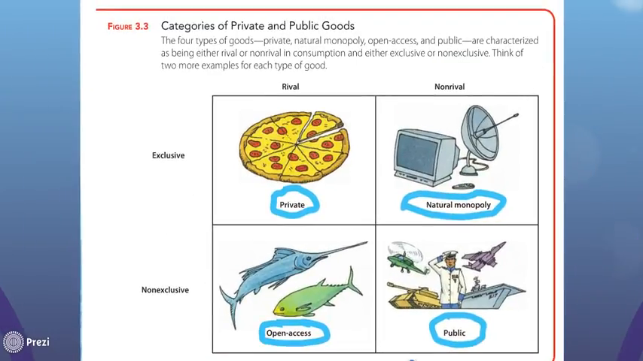Okay, this puts everything in a nice chart. So we have pizza, which is private. Pizza is rival and exclusive. Okay, fish, also rival, but non-exclusive. Come over here to natural monopolies, like TV signals, radio signals. They are non-rival, but they are exclusive. You have to pay for them. And then public goods. They are non-rival, available to everybody, and non-exclusive.